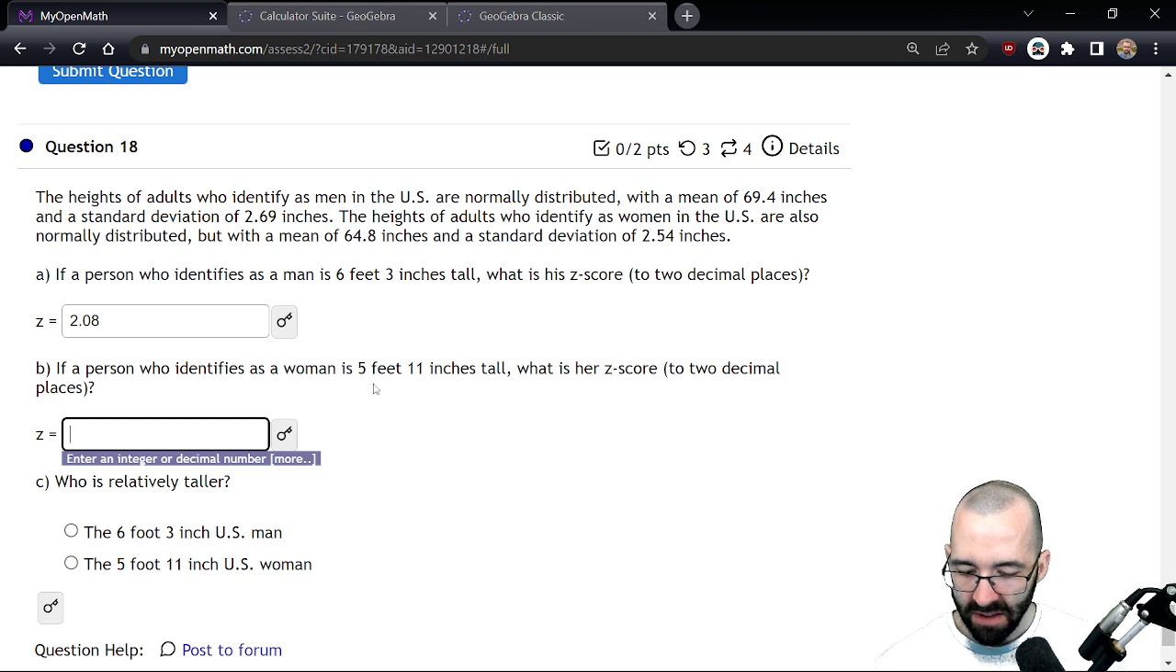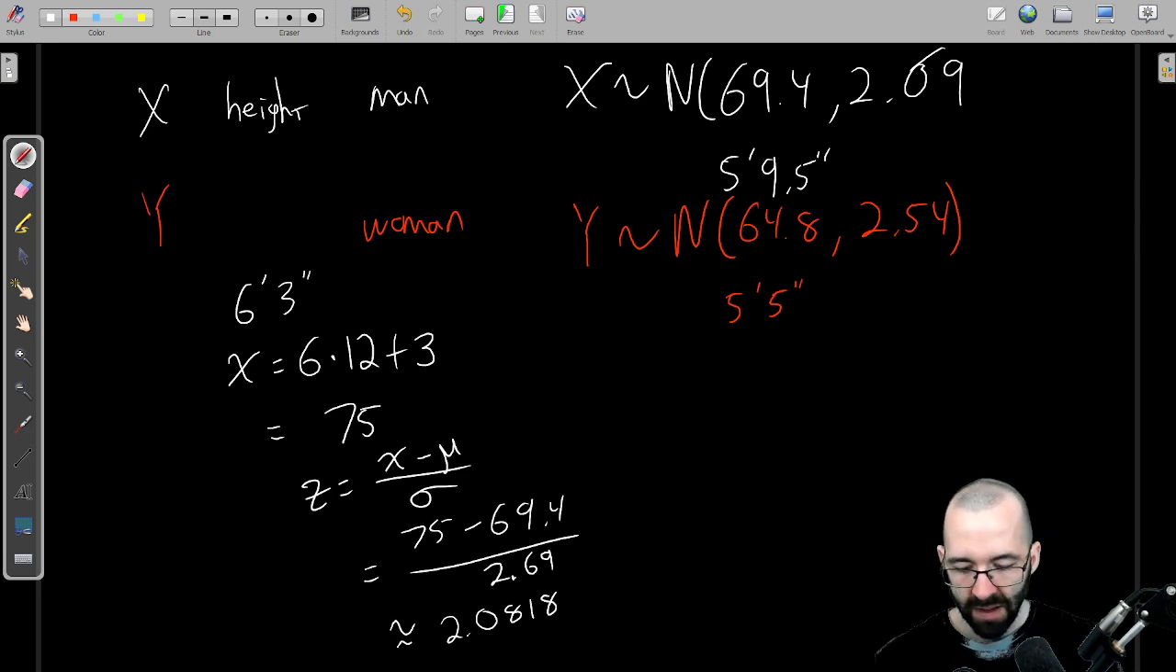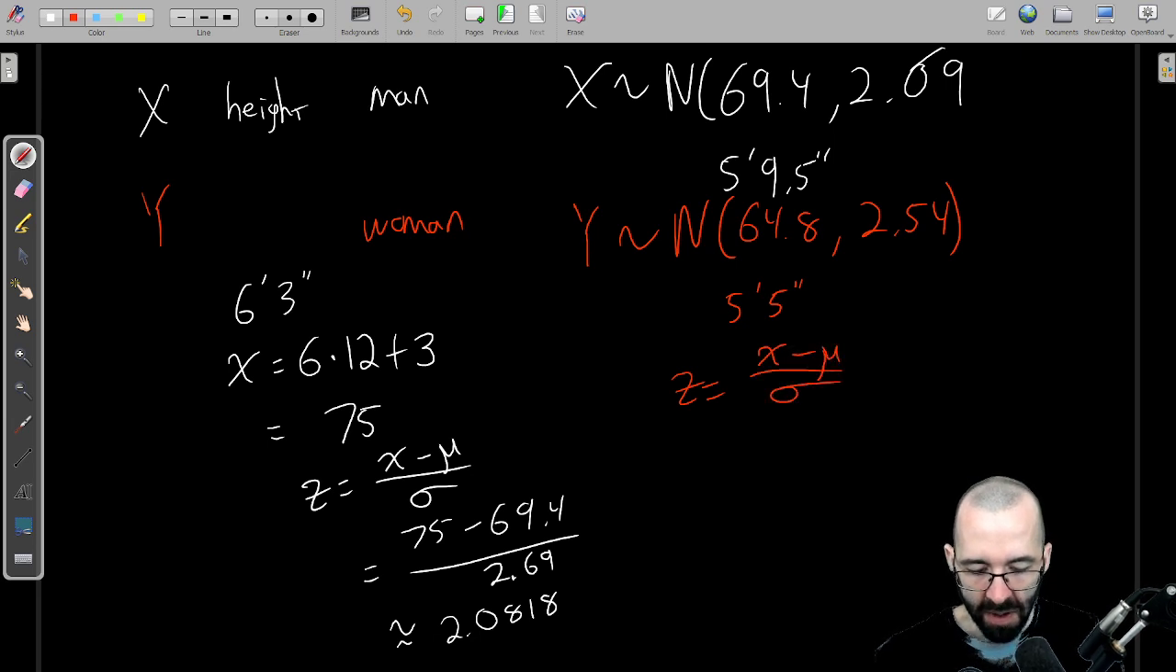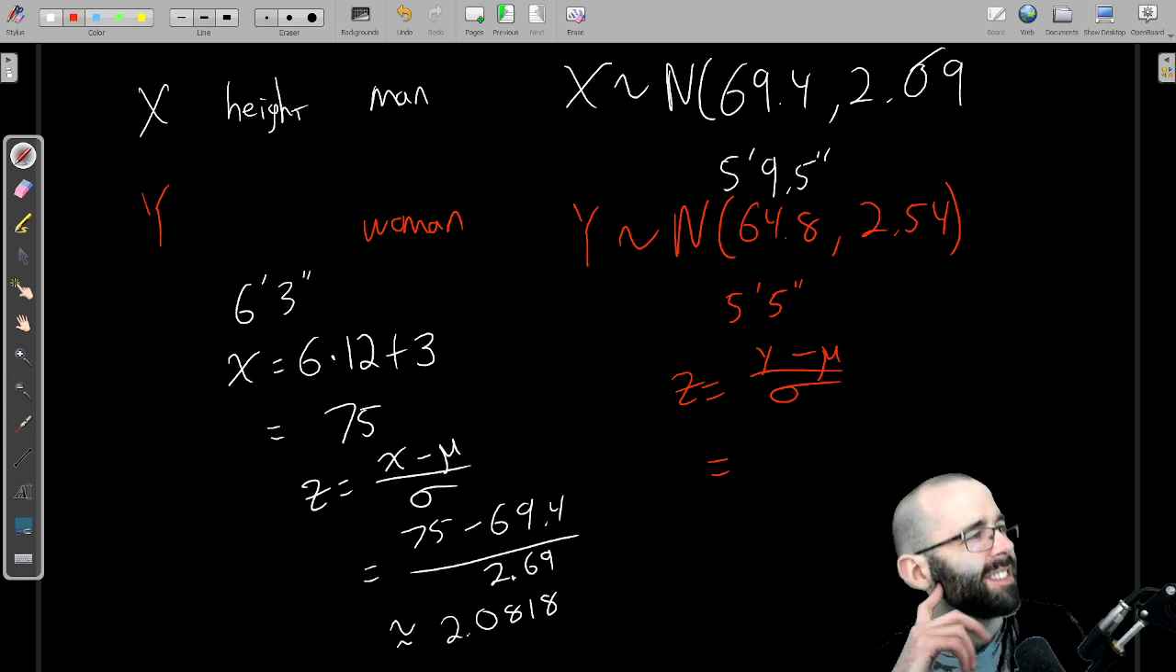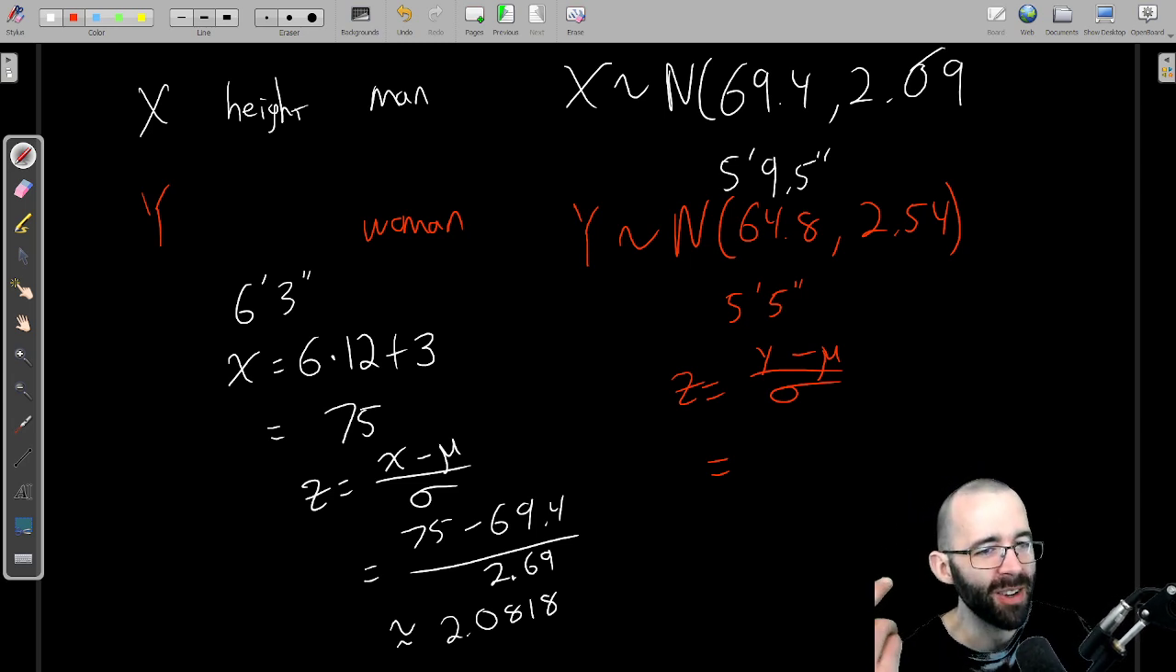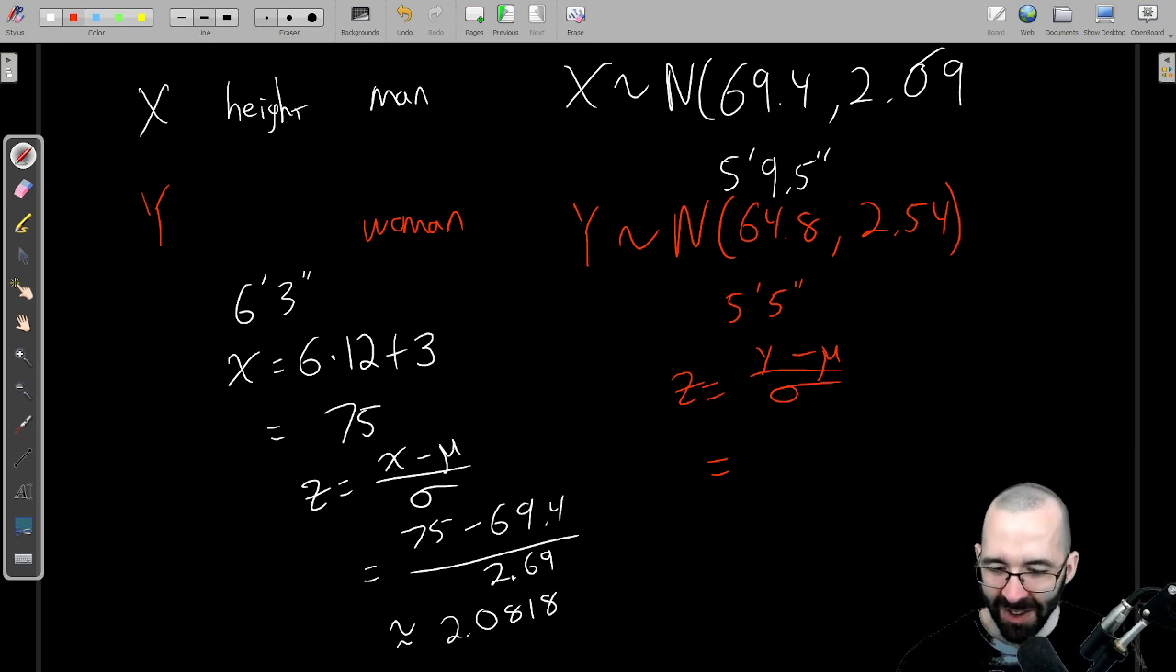If the person who identifies as a woman is 5 feet 11, also very tall, what's her Z-score? Well, that'll be very similar. Z is going to be X minus mu over sigma. We just have different mu and sigma now, and different X. Really, we're calling the women Y's, which I guess is backwards. We should have X be women and Y be men, right? Because of the chromosomes. Well, I'm no biologist.